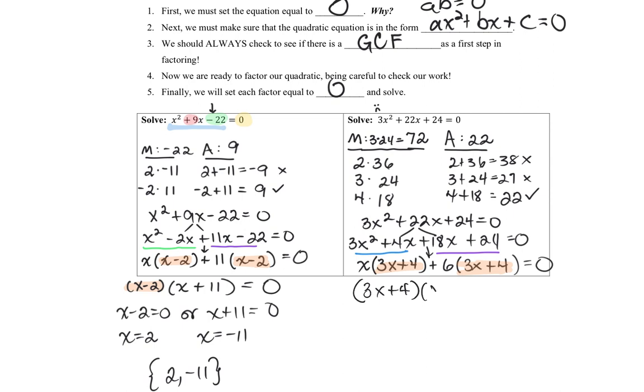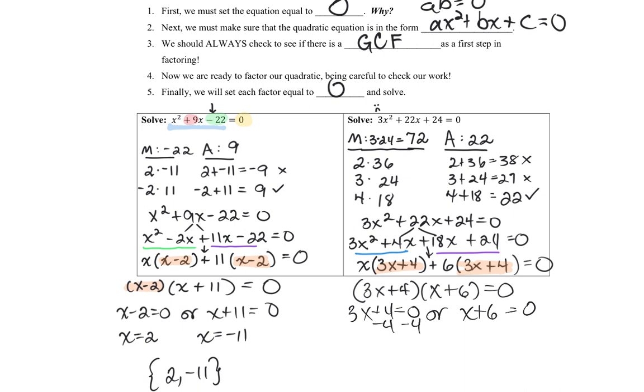And what's left is x plus 6 equals 0. So I take out what's in common, and what's left goes in the other factor. 3x plus 4 times x gives me this piece, plus 3x plus 4 times 6 gives me this piece. And now we know what to do, right? Either 3x plus 4 equals 0, or x plus 6 equals 0.